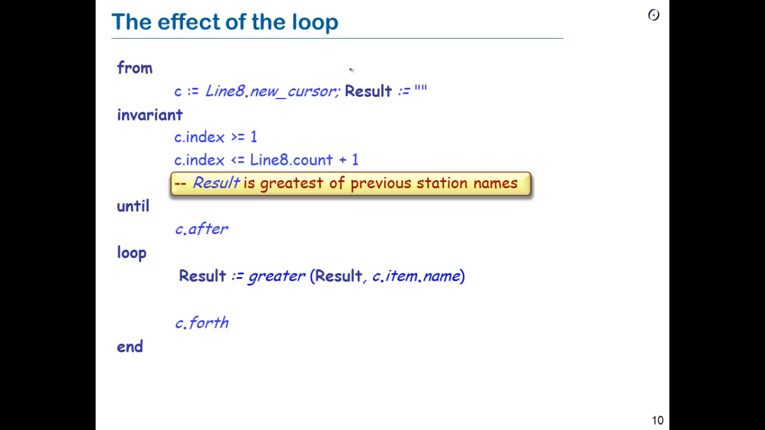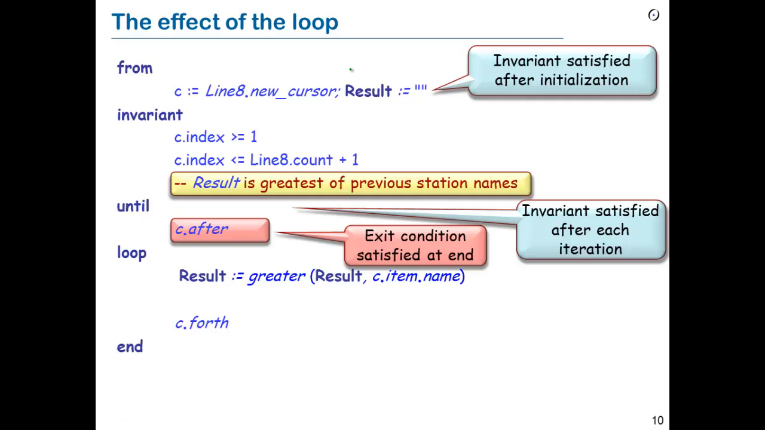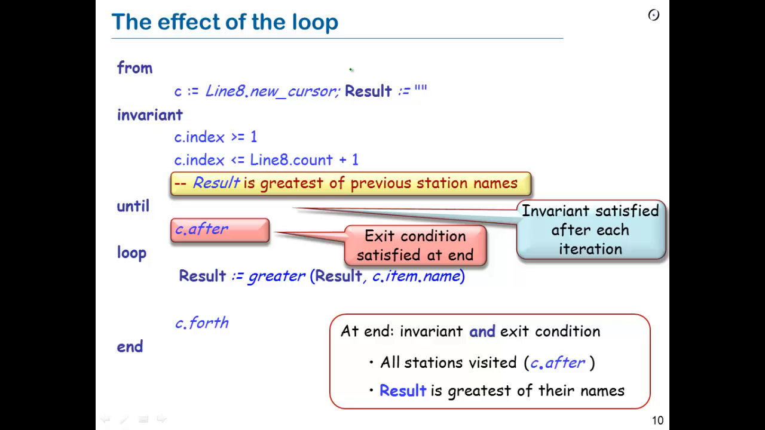Now, as to the effect of the loop, it's very simple, since the loop is going to terminate when the exit condition is satisfied. But at that time, the invariant will be still satisfied because the invariant is satisfied after the initialization, and then it's preserved by every iteration of the loop, of every execution of the body. And of course, the execution of the loop consists of executing the initialization and then executing the body 0, 1 or more times. So if every one of these iterations preserves the invariant, we know that at the end, the invariant will still be satisfied. And so at the end, the invariant will hold and the exit condition will hold. So all stations will have been visited because of the exit condition, C dot after, and result is going to be the greatest of their names, which is the outcome that we want.